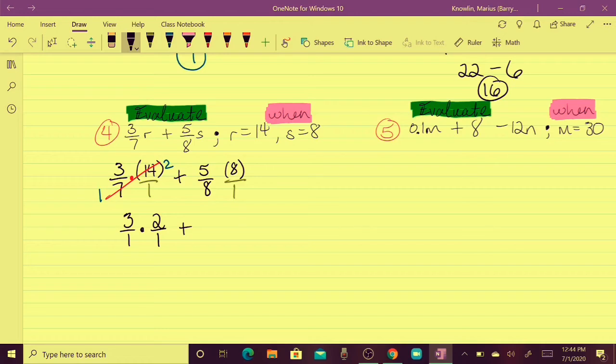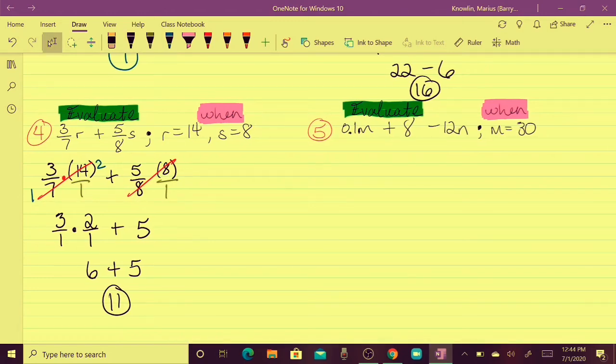Now, 5/8 times 8. Anytime you have a situation like this, if the whole number is the same as the denominator, then they're going to essentially cancel out. So that's just going to give us 5. 3 times 2 is 6. 6 plus 5 is 11. All right.